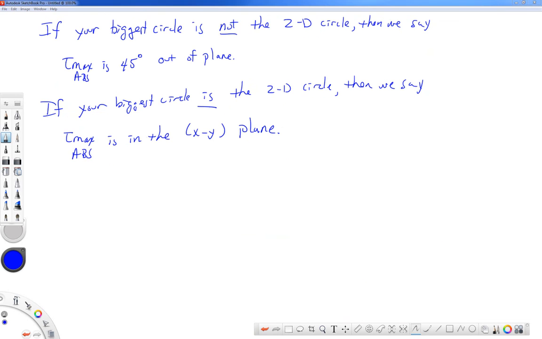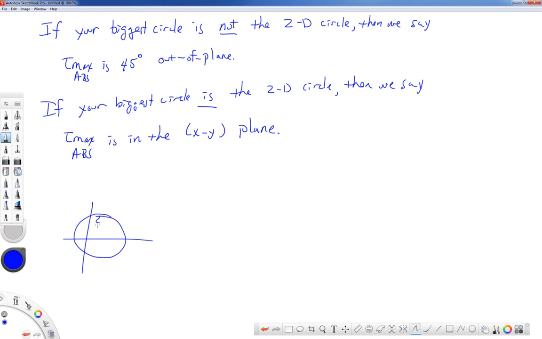Okay, just to say that again, if your biggest circle is not the 2D circle, then we say tau maximum absolute is 45 degrees out of plane. Some people put dashes between those words. And if your biggest circle is the 2D circle, then we say that the absolute maximum shearing stress is in the plane, in the XY plane. So let's draw a couple cases here.